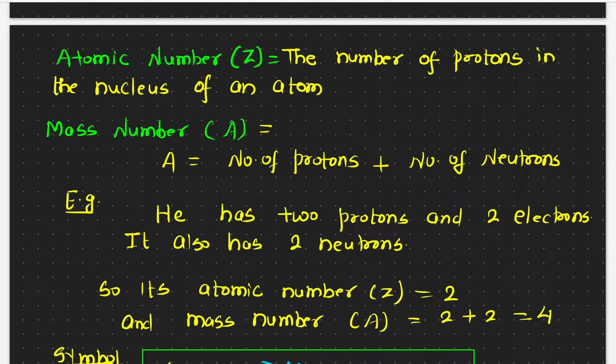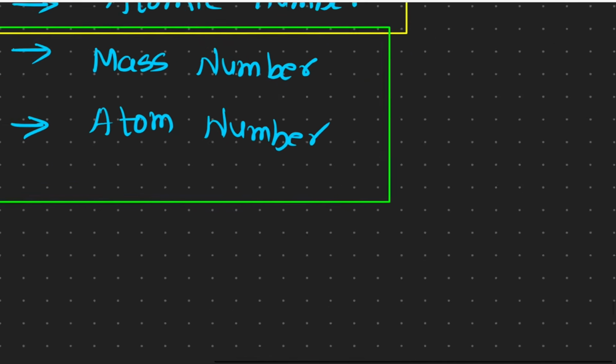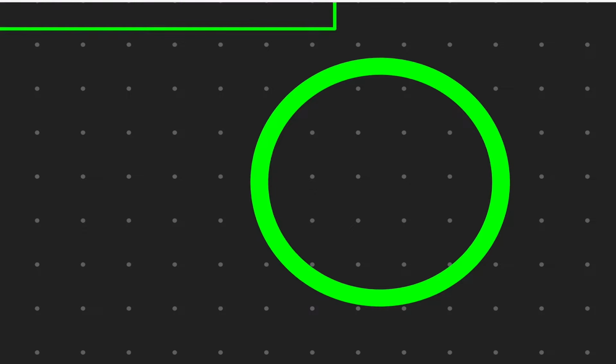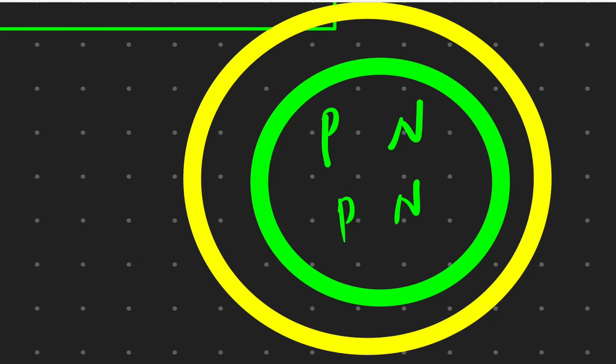But if you look at any atom, you have a nucleus. Let me draw a bigger picture here. If you look at any atom, what you have is a nucleus, and inside the nucleus you have protons and neutrons, and electrons are orbiting around it.